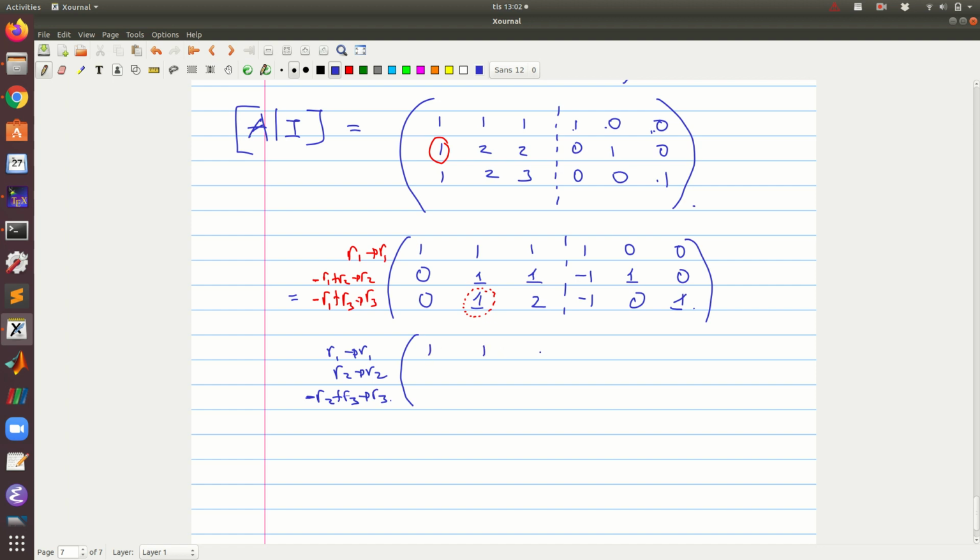So we have 1 1 1, then we have 1 0 0, then we have 0 1 1, negative 1 1 0, and then we have a 0 multiplied by negative and add, we have a 0 multiplied by negative and add 2, we get a 1 multiplied by a negative, that becomes positive 1, add negative 1, we get a 0, multiplied by a negative and add, then multiply by a negative, that remains 0, and add, we have 1.